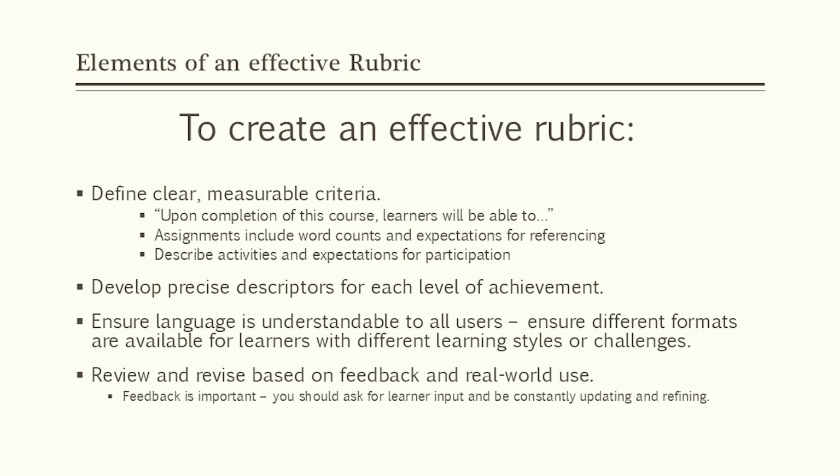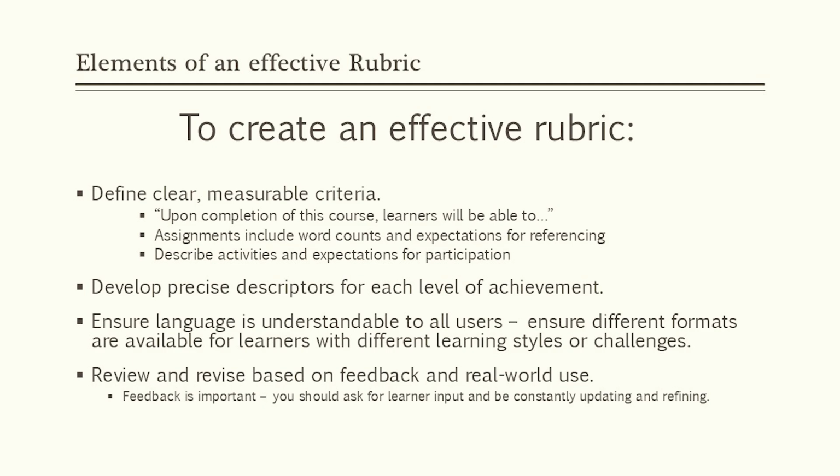So to create an effective rubric, you define clear and measurable criteria. For example, when you're designing a course, you always say, upon completion of the course, learners will be able to. And you use words like learners will be able to describe or explain or things like that. You also lay out very specifically what sort of word counts you're looking for and what expectations you have for references in work. You describe the activities that are upcoming so the learners know what to expect.